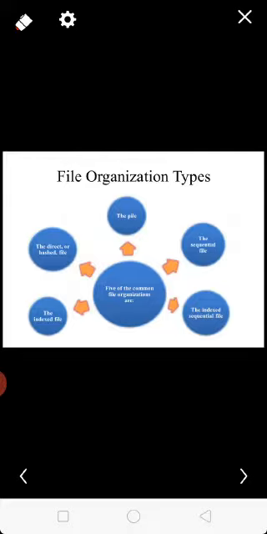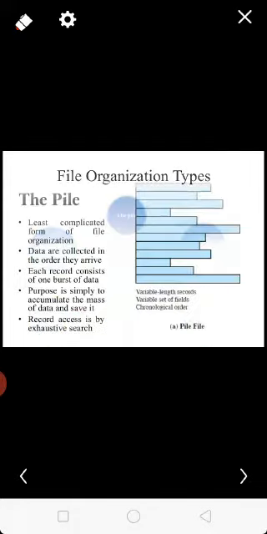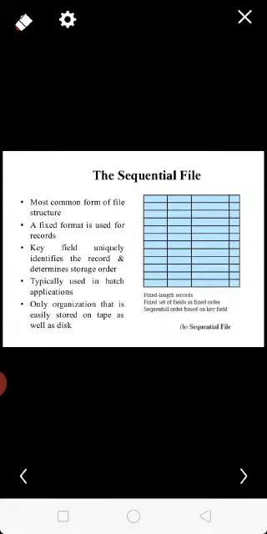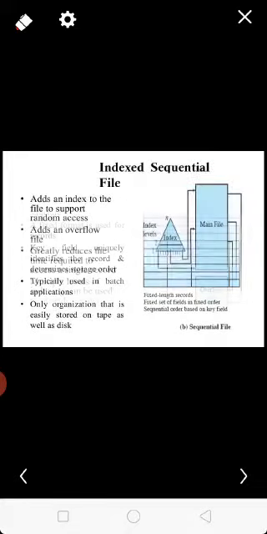There are different file organization types, like the pile, sequential file, indexed sequential file, indexed file, and direct or hashed file. A pile is nothing but variable length records with a variable set of fields in order of arrival. A sequential file is the most common file structure, with a fixed format used for records. It is easy to store on tape as well as disk.